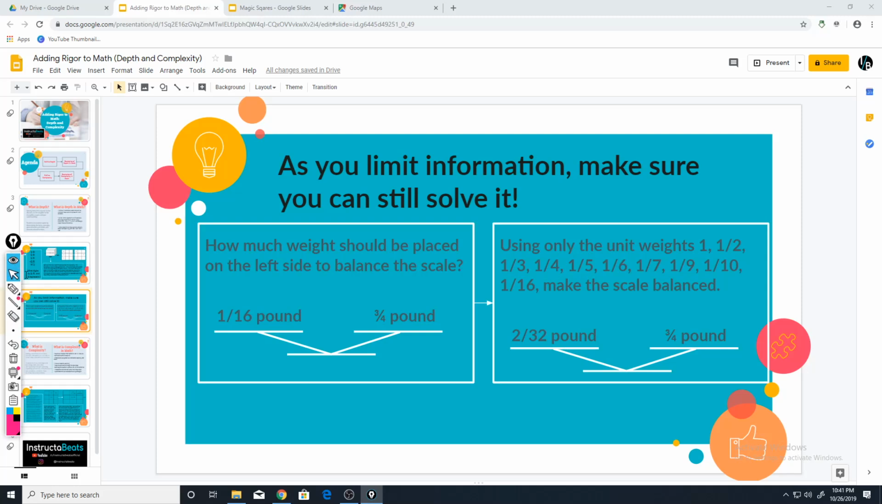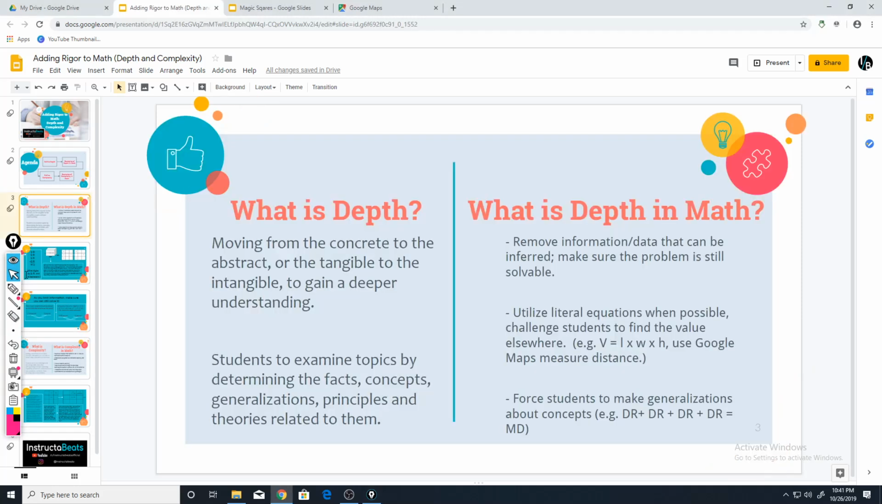I hope that made sense to you. Just a real quick recap. You can remove information or data that can be inferred, but just make sure the problem is still solvable. Take the extra minute just to see, I made it real deep, but can they solve it? And you're going to see kids, if they know it's solvable, they're going to be much more engaged in those problems because now they're curious. It's a mystery to them.